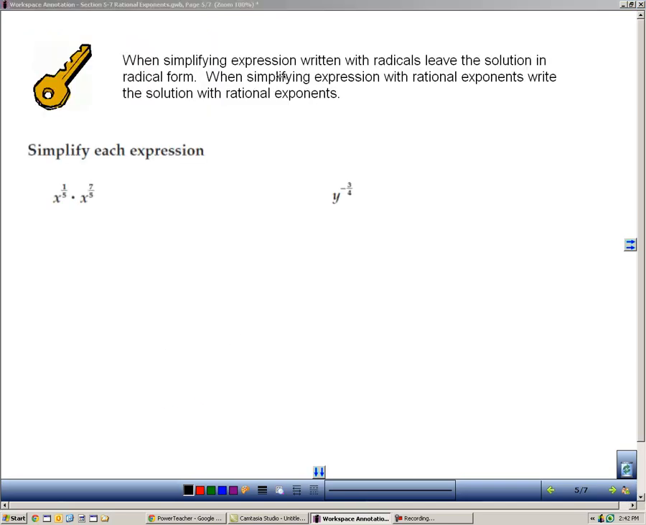One of the keys when dealing with radicals and exponents is that if the expression is written in radicals, leave your answer in radical form. If it's written using exponents, leave the answer in exponents. So here we have x to the 1/5 times x to the 7th. When you multiply bases, you can add exponents, so we can be adding 7/5 and 1/5 to get x to the 8/5.